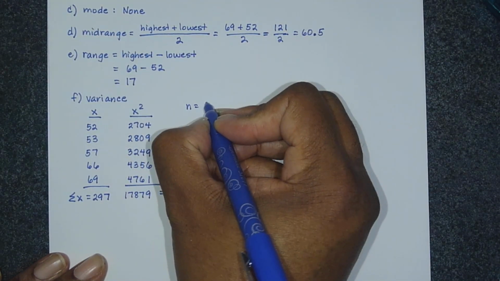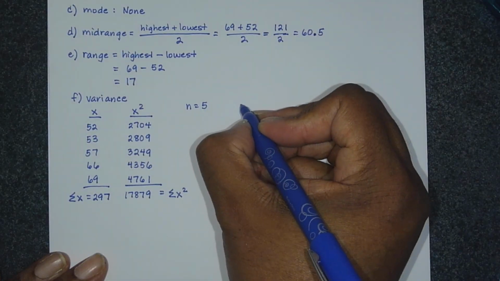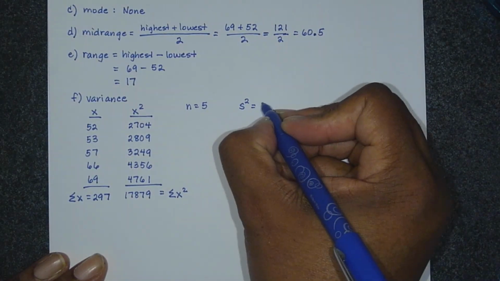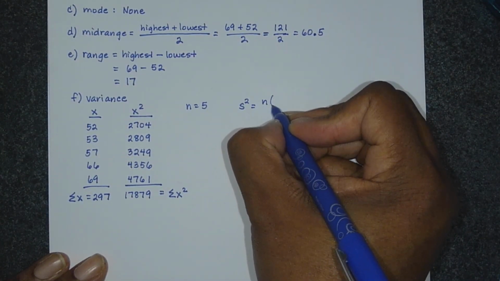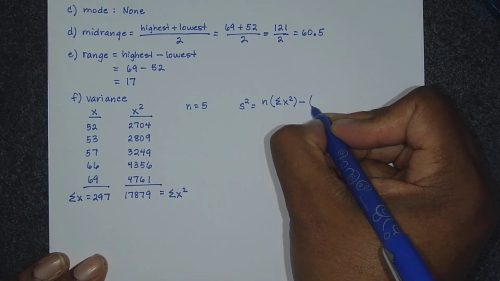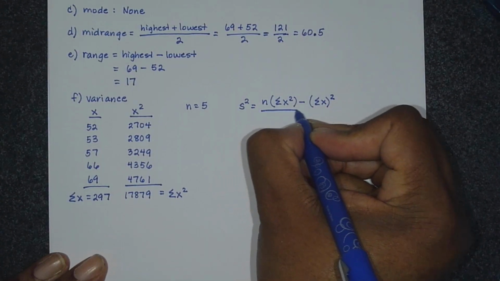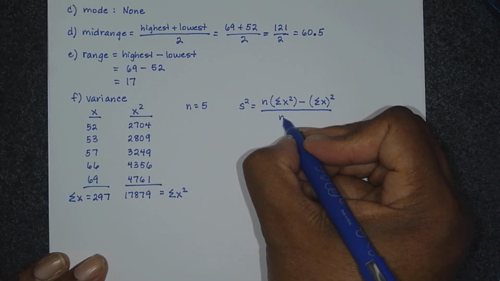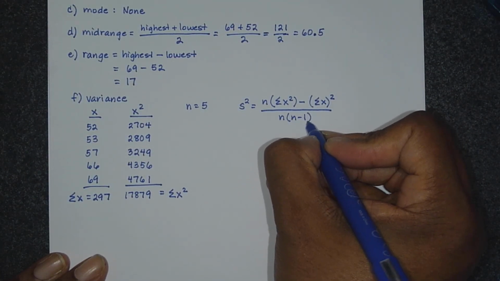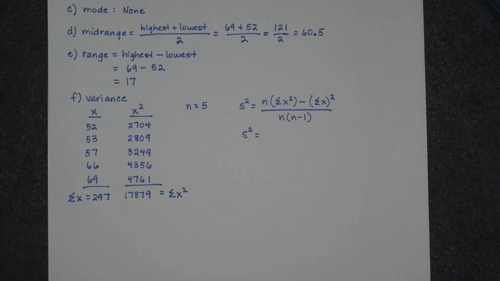Okay. Now, our n is 5. That's the number of data values that we have. The formula for finding the variance is this. S squared is equal to n times the sum of all your x squares minus the sum of the x's, and that's going to be squared, all divided by n times n minus 1. And this is one of the formulas that will be on the formula sheet as well that I'll provide for you on the final exam.